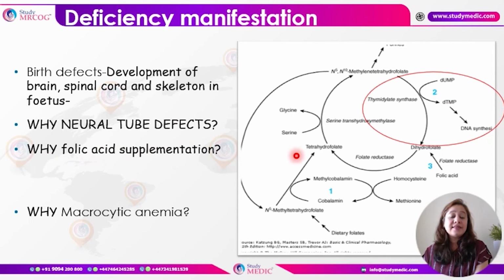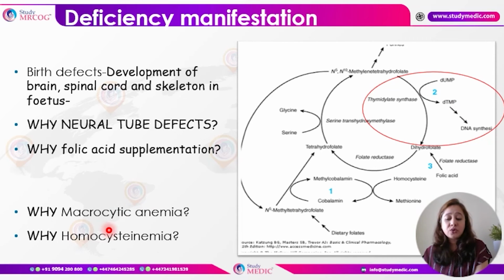Now what is macrocytic anemia? If this vitamin folic acid is not available, nuclear maturation will not happen, whereas cytosolic maturation will continue to happen, presenting with a macrocytic anemic picture. And there will be increased blood levels of homocysteine because the homocysteine to methionine conversion is affected.